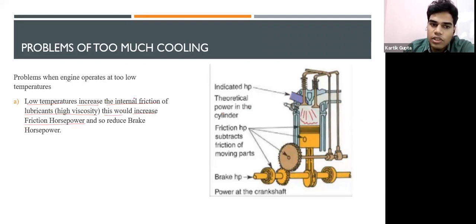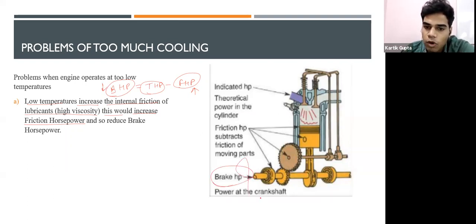I've already told you about friction horsepower and brake horsepower. What is the difference? Brake horsepower is equal to the total horsepower minus the friction horsepower. So if friction horsepower increases, then my brake horsepower will reduce. And we don't want that. Why? Because brake horsepower is the power which is spinning that propeller. If we talk about the propeller, this is the actual usage of the shaft.